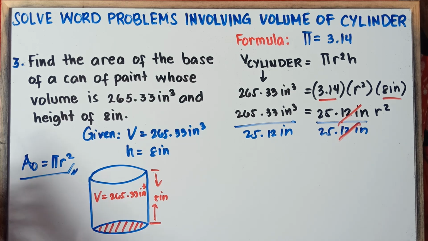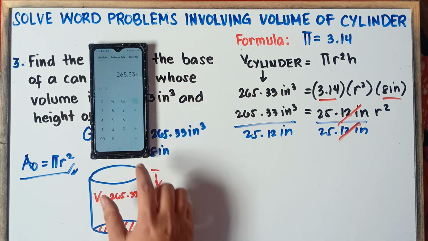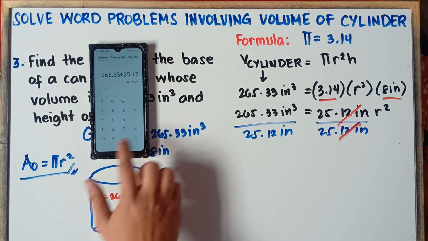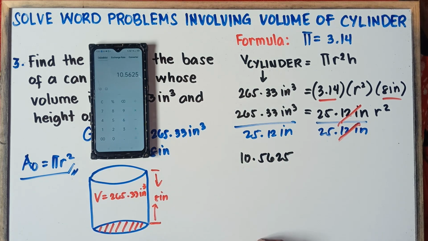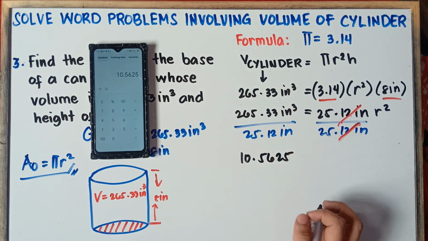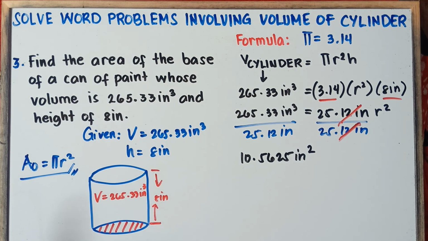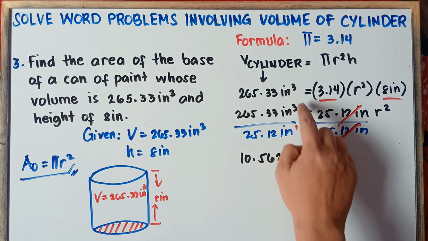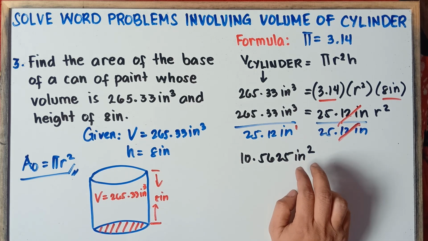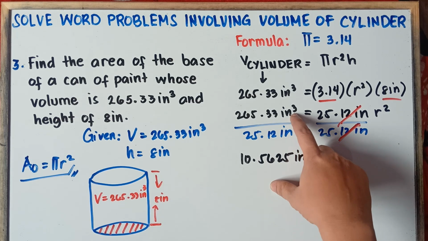So simply divide 265.33 by 25.12, and the answer is 10.5625. Then cubic inches divided by inches, the answer is square inches. Class, they have the same base, inches, and understood that there's a 1 here. Simply copy the base, inches, and then subtract the exponents: 3 minus 1 is 2. That's why we have square inches. I hope you understand this, class. Cubic inches divided by inches, simply copy the units.